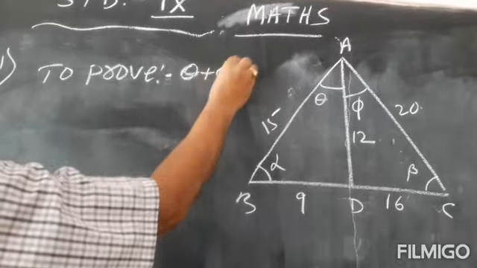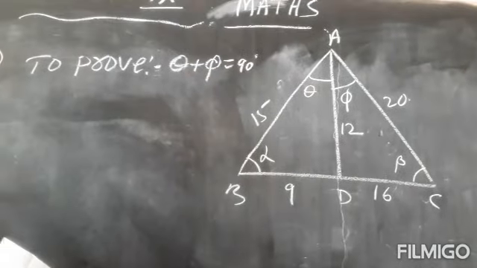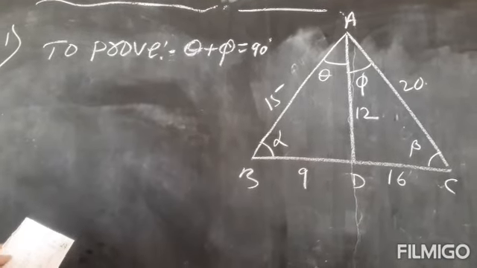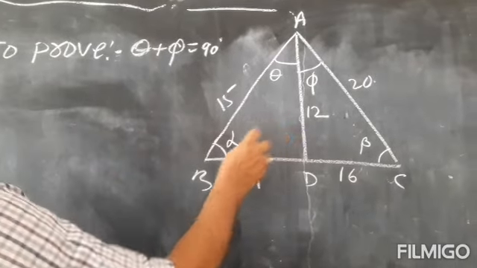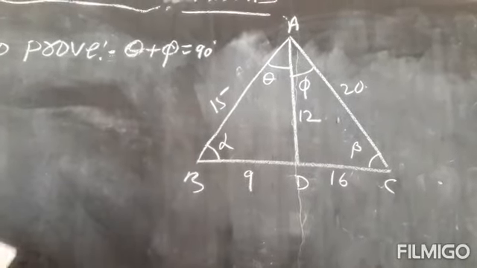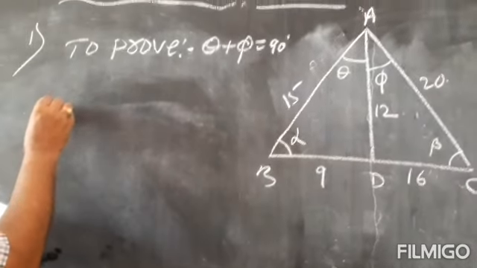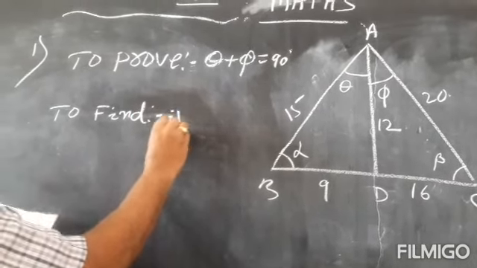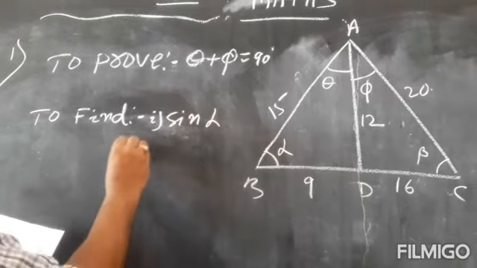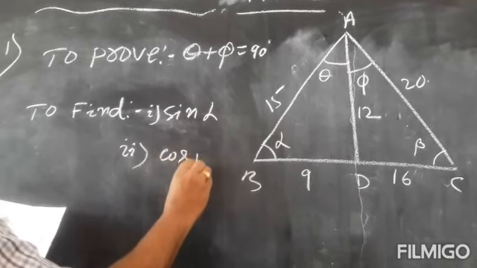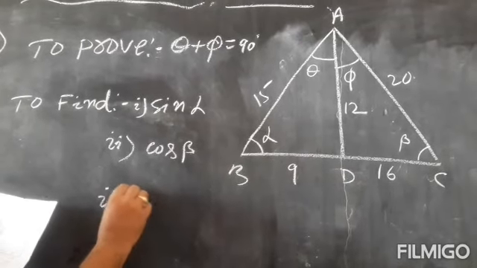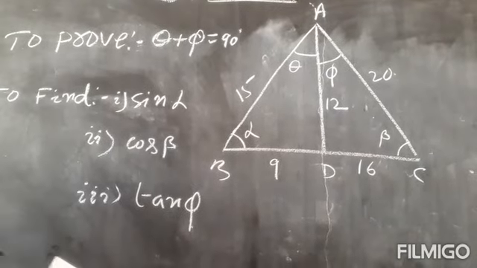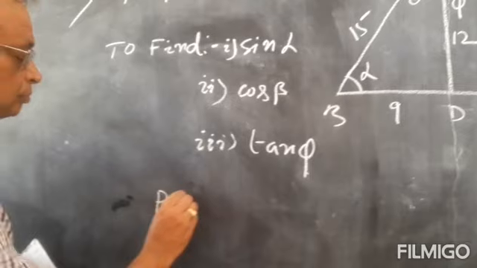theta plus phi is equal to 90 degree. This is first bit. You are asked to prove theta plus phi is equal to 90 degree. Then you are asked to find two right angle triangles in this triangle ABC. Third one is to find sin alpha, cos beta, and third one is tan phi. Now prove.